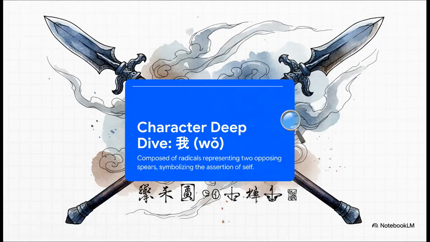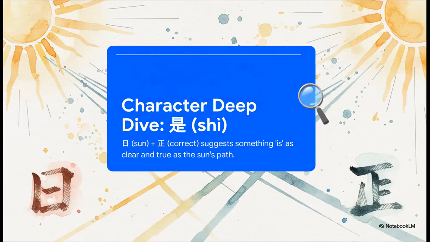Now, how about the character for I, or me, 我? Its ancient history is just fascinating. It used to be a picture of 2 opposing spears. Think about that for a second. 2 spears facing off. That's such a powerful image, right? It suggests this idea of defending your identity, of asserting who you are. So when you write 我, you're not just writing a pronoun. You're tapping into this ancient idea of self-assertion. It's pretty cool.